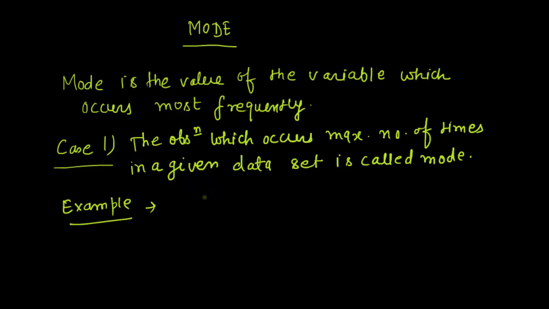Suppose we have data like 1 2 1 4 1 7 8 1 9 1. So you have to just cross check which observation is coming maximum number of times. So here we can see 1 is occurring 1 2 3 4 5 times, and all the other elements are occurring just one time. So you can say the mode value is 1 here, because the frequency of 1 is maximum in this given data set.